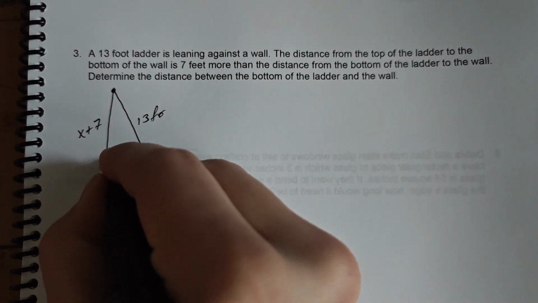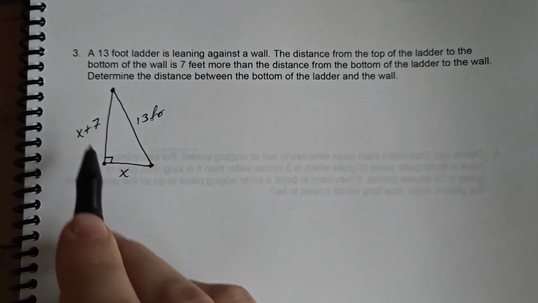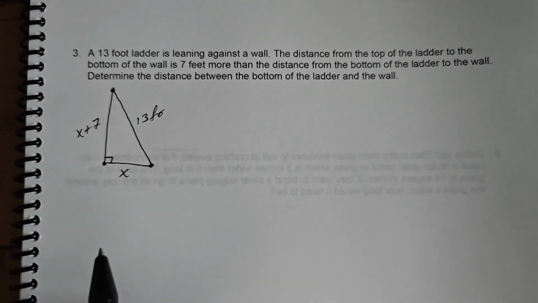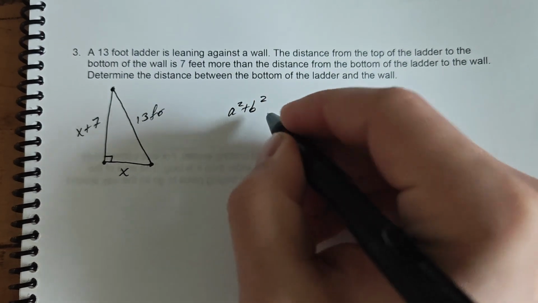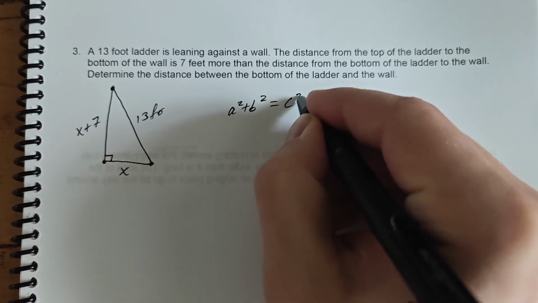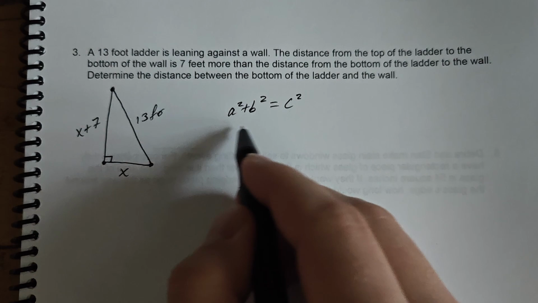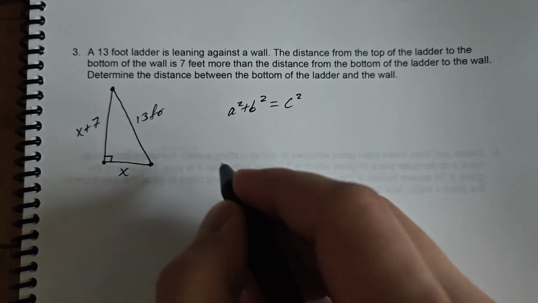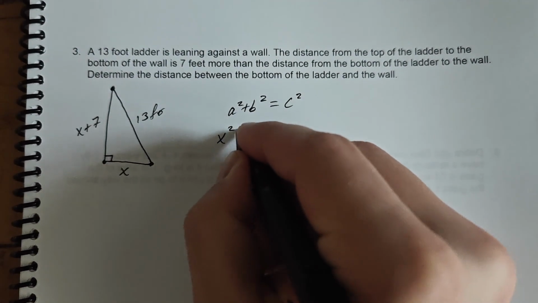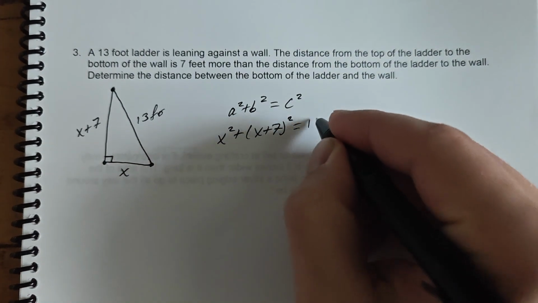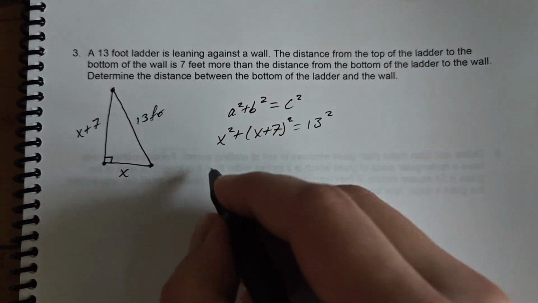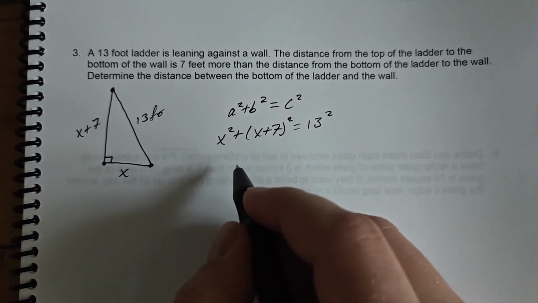Here we have a triangle, right triangle. We have the sides of it, so it is a Pythagorean theorem problem. A squared plus b squared, the two short sides, is equal to c squared, the long side. Takes both of the short sides to make up the long side. This gives us x squared plus (x plus 7) squared equals 13 squared. And then you work through and solve this.